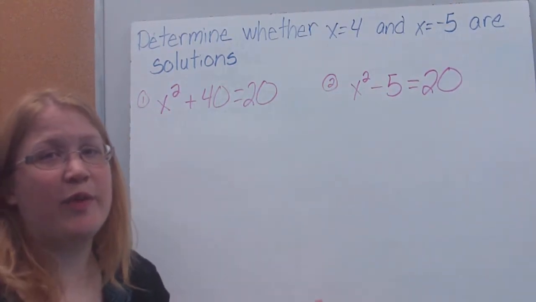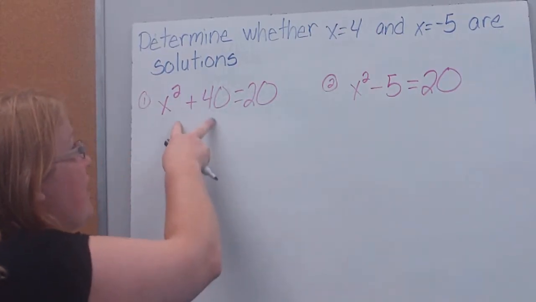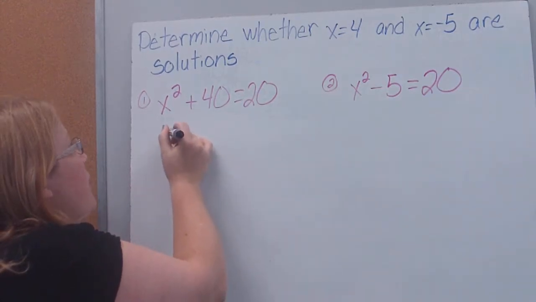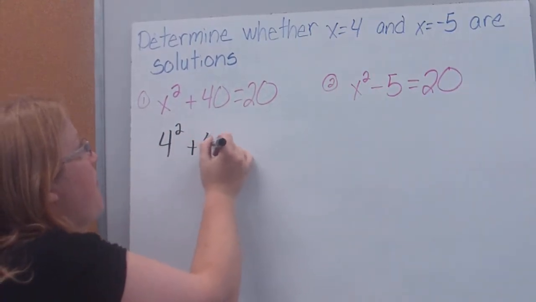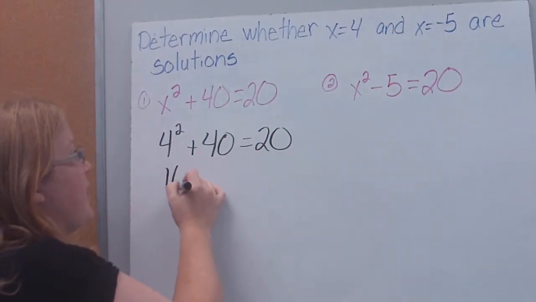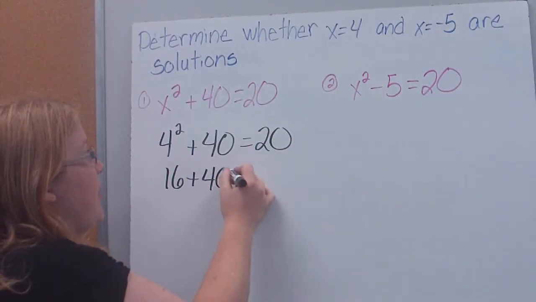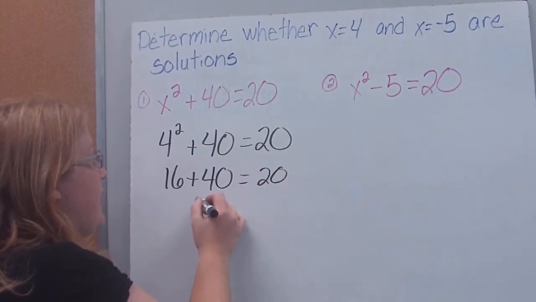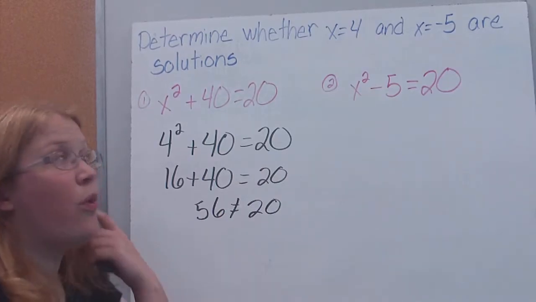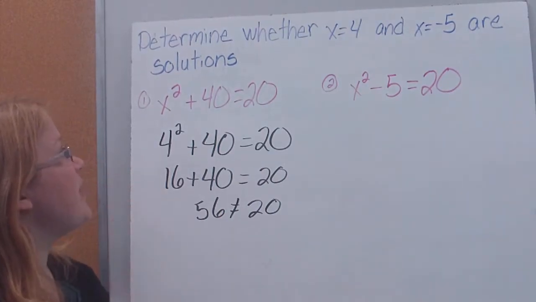So how do we do that? Well, we simply plug it in and evaluate. If this side winds up equaling 20, we know we're good. So let's start with 4. Plug in my 4, and then solve it. 4 squared is 16. 16 plus 40 is 56, which does not equal 20. So no, 4 is not a solution to this equation.